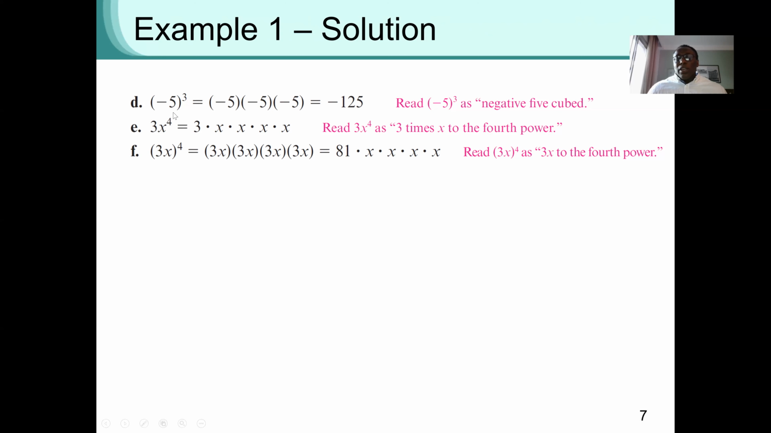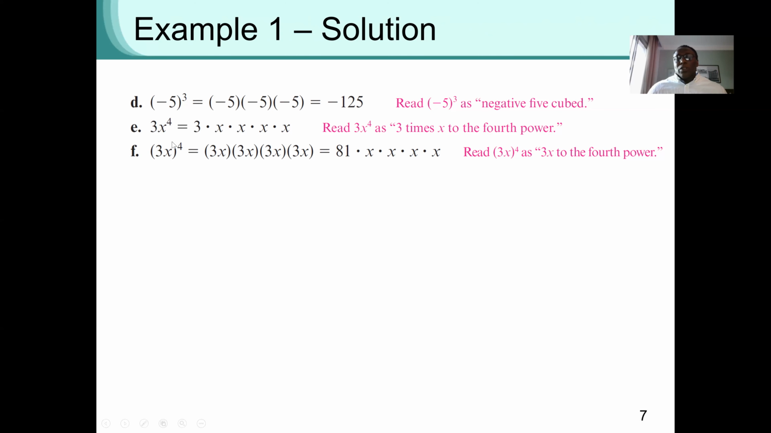Again, the exponent affected only the x, not the 3. So we write down the 3. X to the power 4 means x will multiply itself 4 times. So we have x times x times x times x. And that will give us the answer of 3x to the power 4.